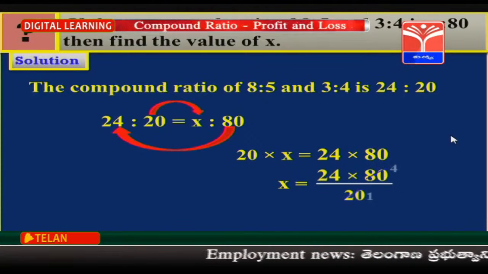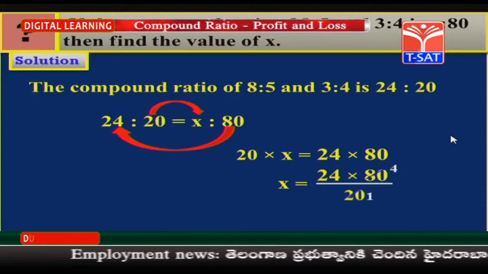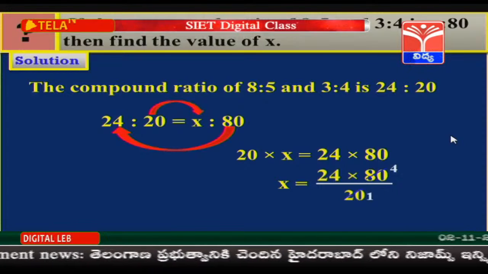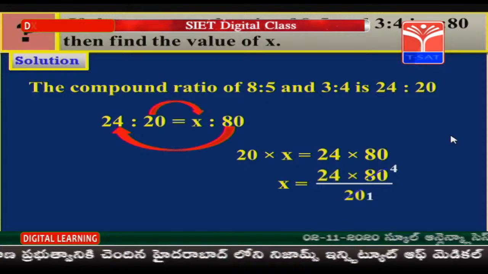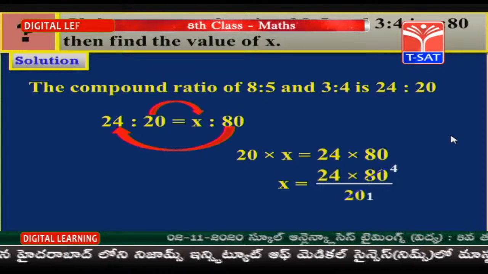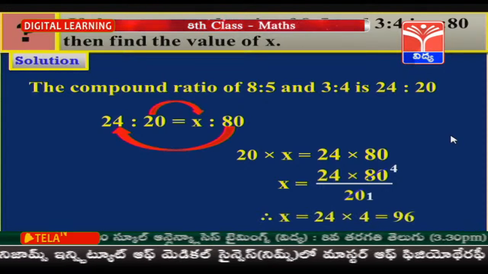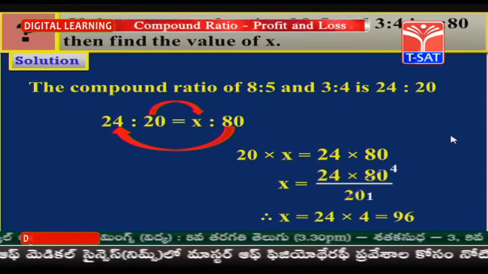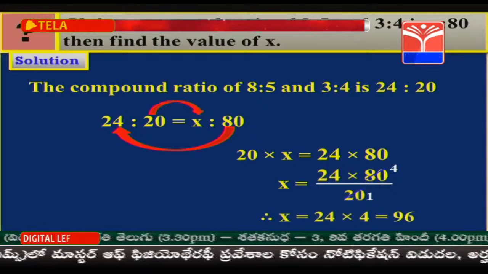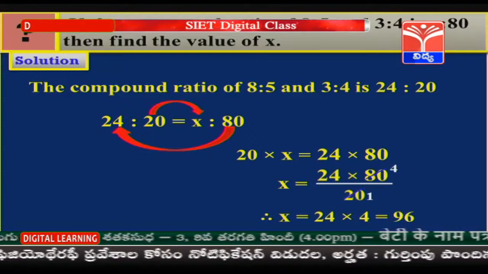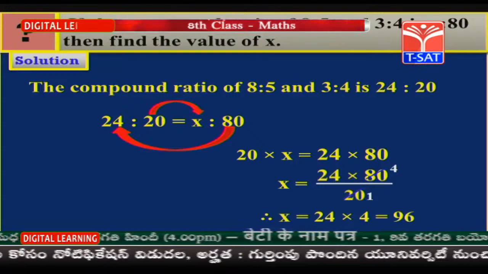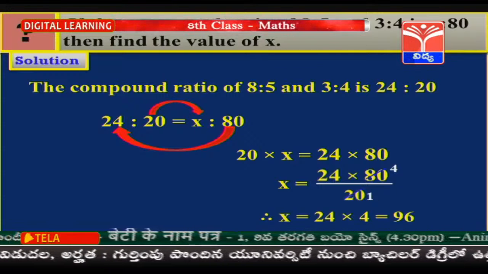Now, let us cancel them. So, 20 goes 1 time and 4 times in 80. Therefore, what is left, children, now? 24 into 4, which is 96. Hence, the value of x is 96. Now, let us move on to our next problem, children.